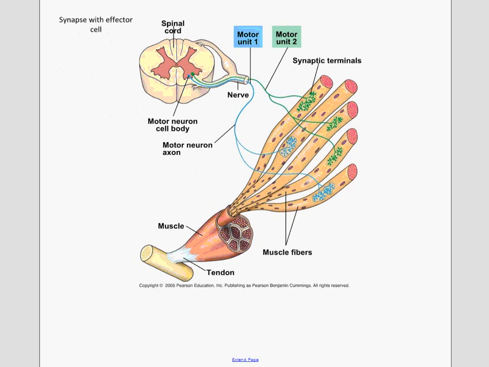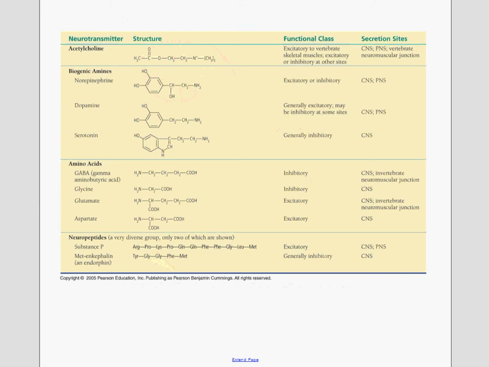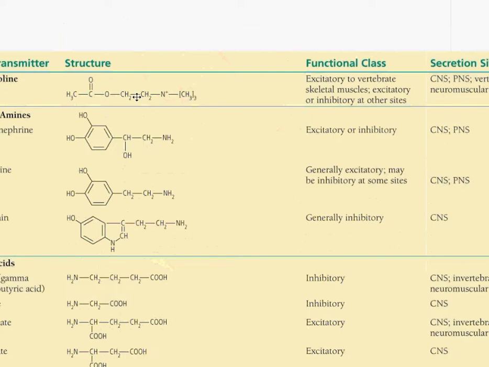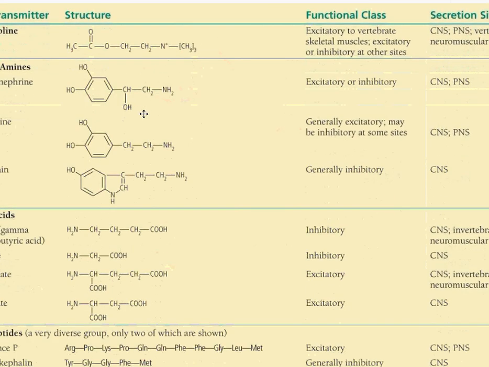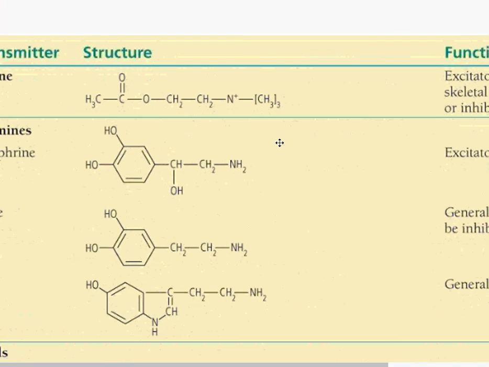Speaking of neurotransmitters, there are several kinds of neurotransmitters that we'll look at. The main, or the most important and the most widespread neurotransmitter in the body is called acetylcholine. Acetylcholine is an excitatory neurotransmitter. There are two kinds, excitatory or inhibitory.